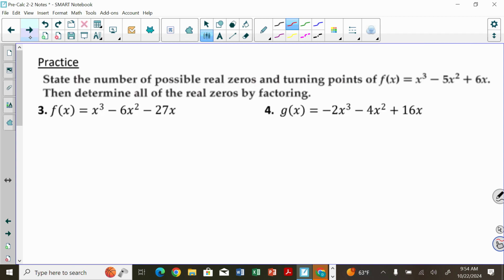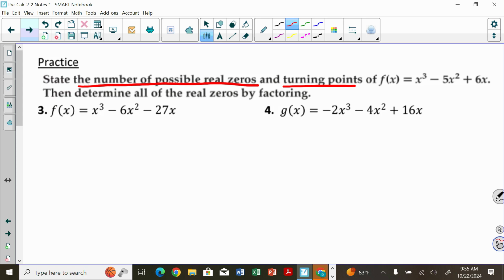So we're going to have to work on some factoring. State the number of possible zeros and turning points these have. We'll know that just by looking at the leading degree. And then we can also factor and find the zeros. So determine the zeros by factoring. So a couple things we're doing here. Number one, we're stating the number of possible real zeros and turning points of that equation.